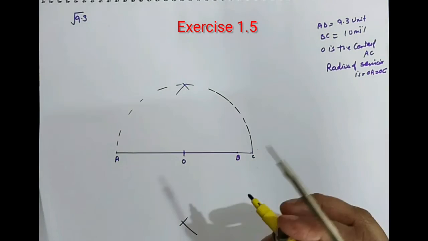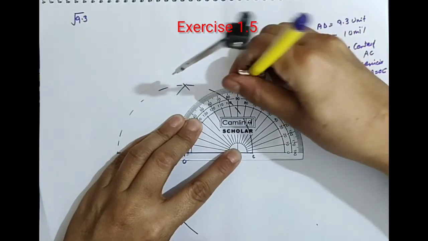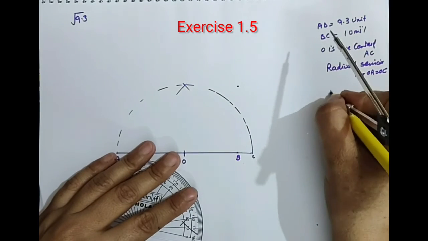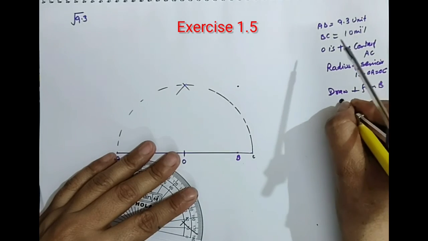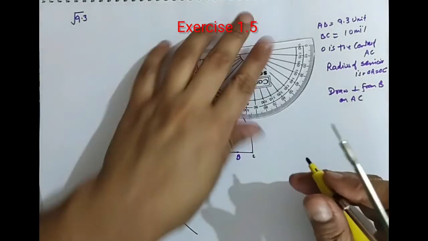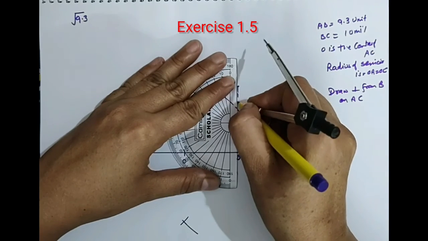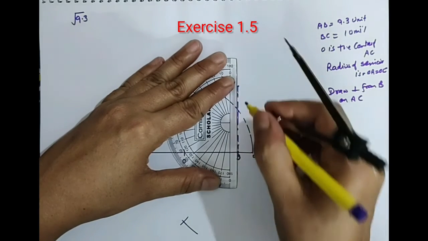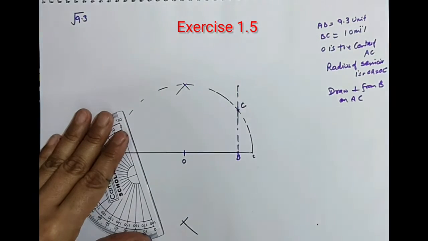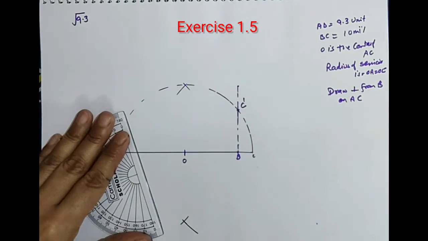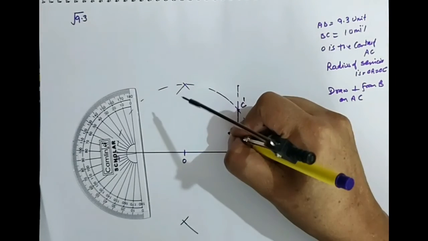Now we'll draw a perpendicular from B on AC. You will get one point such that this perpendicular cuts this semicircle at point C. Sorry, I'll take this as C prime. Now this BC prime will represent the square root of 9.3.